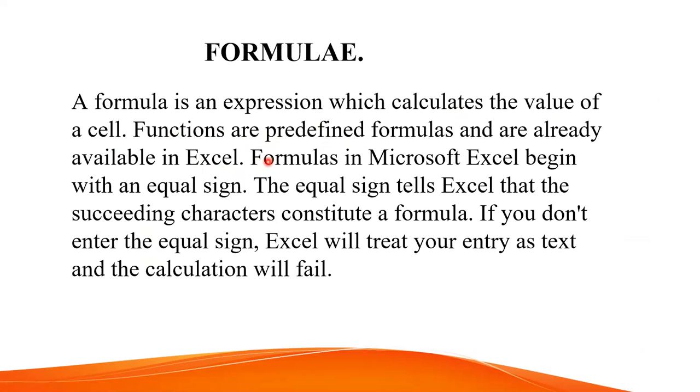Formulas in Microsoft Excel begin with an equal to sign, right? The equal sign tells Excel that the succeeding characters, the characters which you are going to write after the equal to sign, constitute a formula. Equal to sign indicates that whatever you have written is considered a formula. If you don't enter the equal to sign, Excel will treat your entry as text and the calculation will fail.